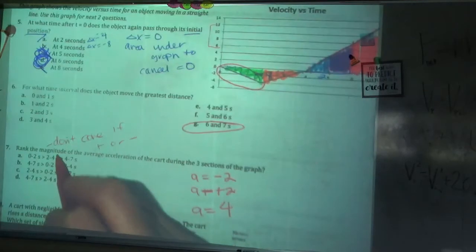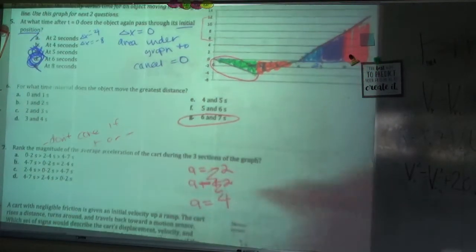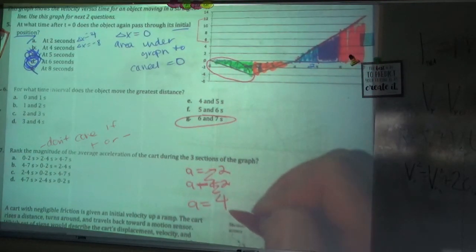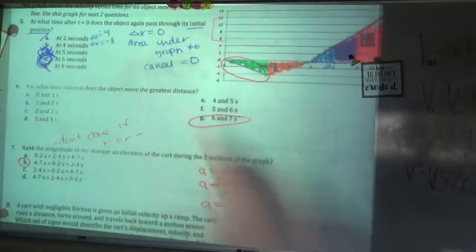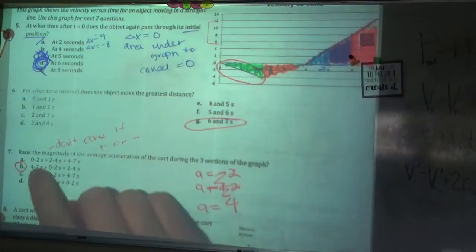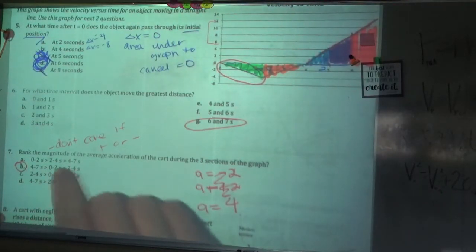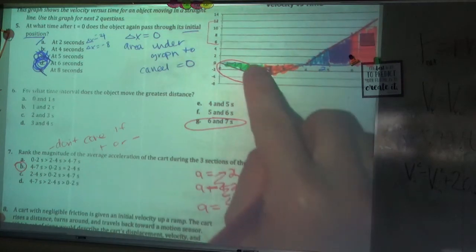Now, because it says magnitude, I don't care about the sign. So the acceleration in the last section was faster or bigger than these two, which were equal to each other. So then your answer is B. 4 to 7, this last section has a bigger acceleration, and then these two have an equal acceleration from this one to this one.